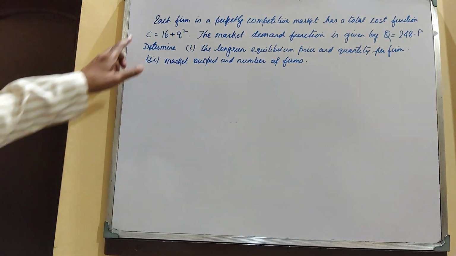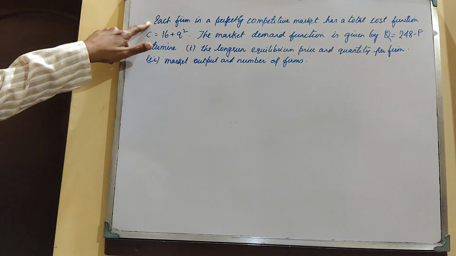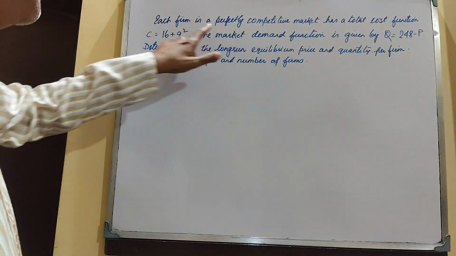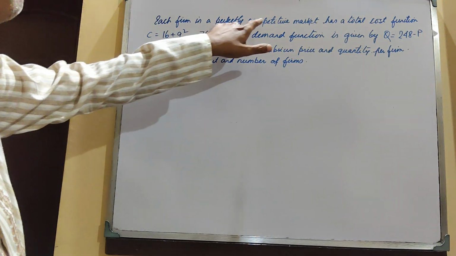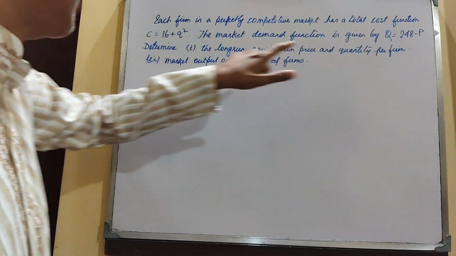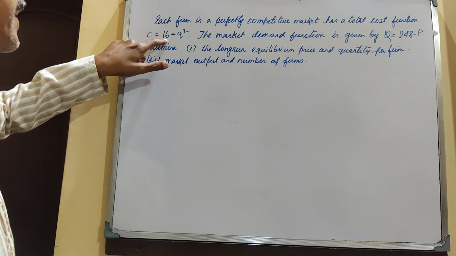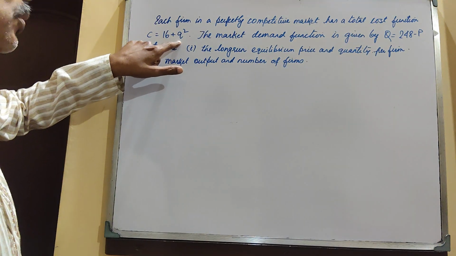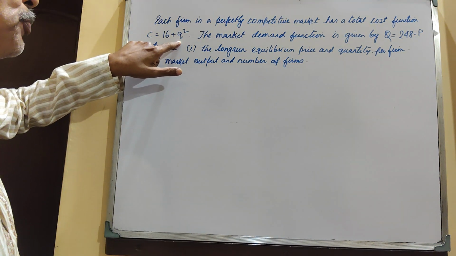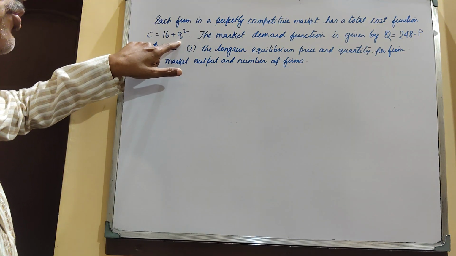Hello, in this video we want to solve this question. Each firm in a perfectly competitive market has a total cost function C equals 16 plus q squared. Look, this q is small q. This is the output produced by each firm.